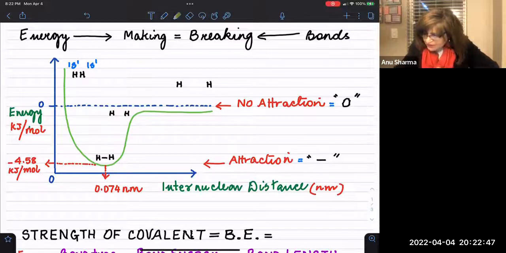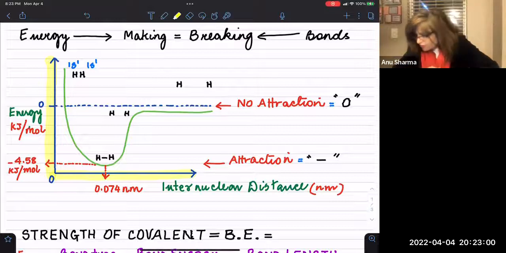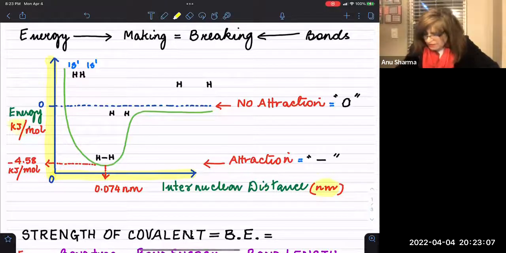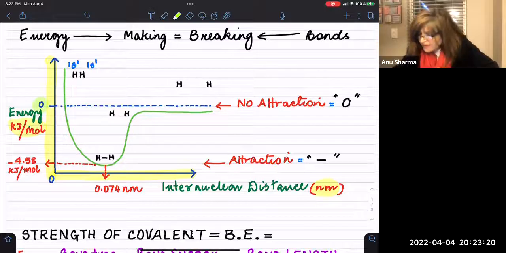Now look at this energy profile in this diagram. On this coordinate, we have the energy in kilojoules per mole. And on this axis, we have the internuclear distance, the distance between the two nuclei, and this is measured in nanometers. Kilojoules per mole is the energy on the other side. Okay, now look at this. Here is 0. 0 stands for no energy, right?